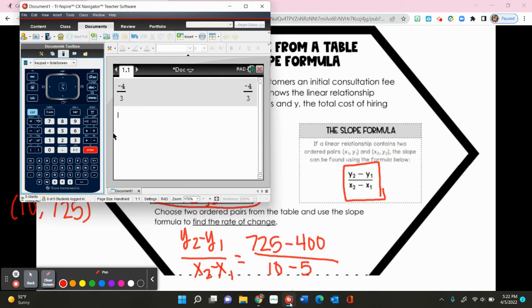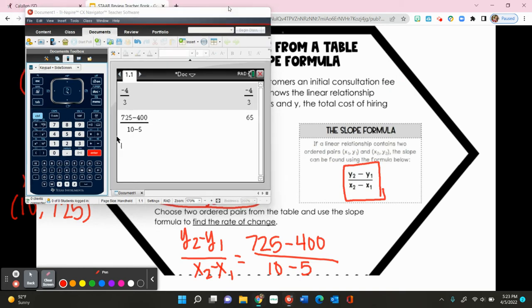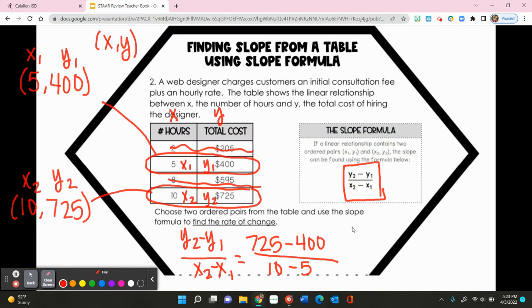So we're going to go ahead and open up our calculator, and the first thing you're going to do is press Control Divide. Then we're going to put 725 minus 400 on the top and 10 minus 5 on the bottom. When we press Enter, we see that it returns back to us 65. So here our slope is 65. So that is finding slope from a table, or sometimes they might present it to you as just 2 ordered pairs.